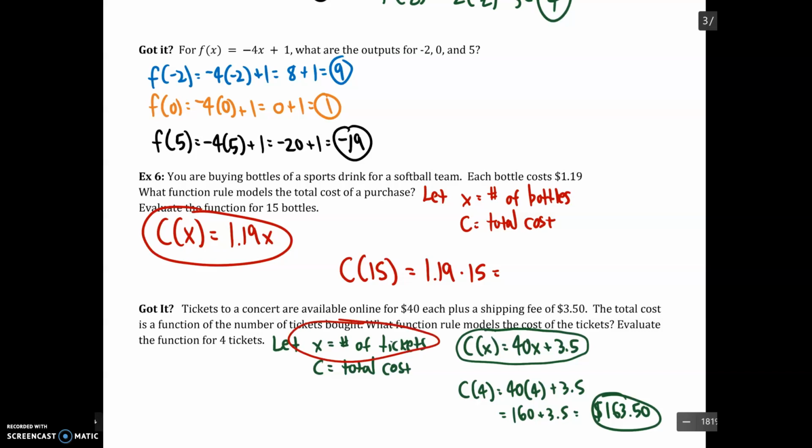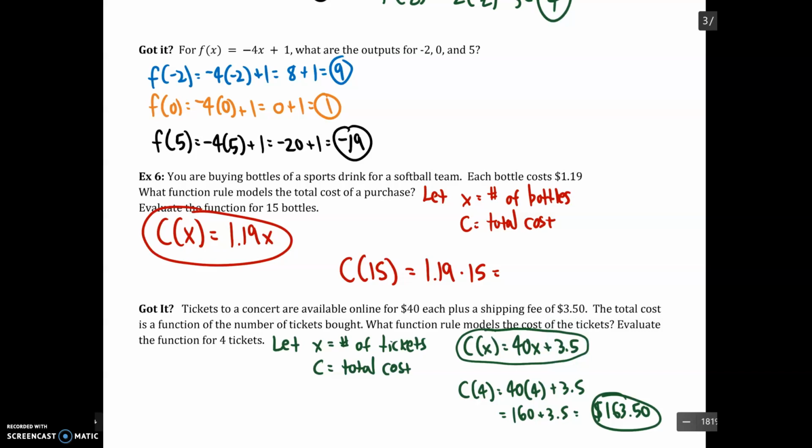If x is the input, it depends on how many tickets I buy. That's the important part. Cost is going to be my output because first I have to know how many tickets I'm buying. Then if I know that, I can figure out the cost. My function itself, what we call the function rule, is like what we do with any other equation. We just decide what's our variable cost and what's our fixed cost. Since it's $40 each for our tickets, that's going to be 40 times x. And then if 3.50 is our shipping fee, that's just going to be a standard flat rate that I'm paying to complete my order.